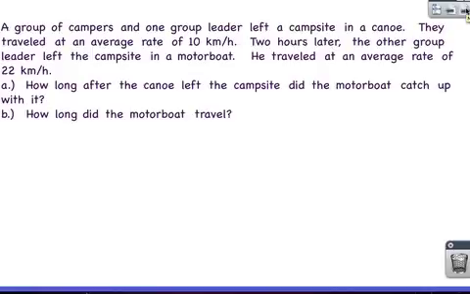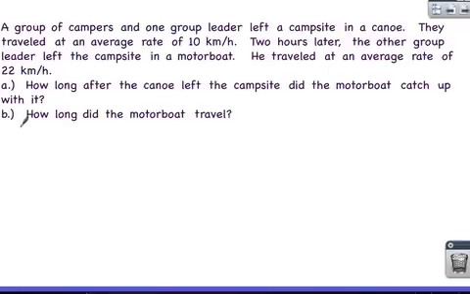Now you try this problem. Pause the movie and resume when you're ready. A group of campers and one group leader left a campsite in a canoe. They traveled at an average rate of 10 kilometers per hour. 2 hours later, the other group leader left the campsite in a motorboat. He traveled at an average rate of 22 kilometers per hour. How long after the canoe left the campsite did the motorboat catch up with it? And part B asks, how long did the motorboat travel?